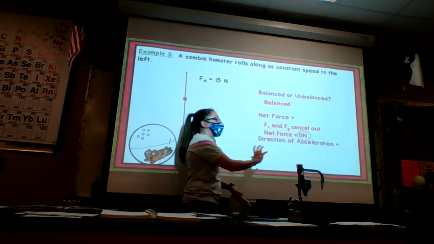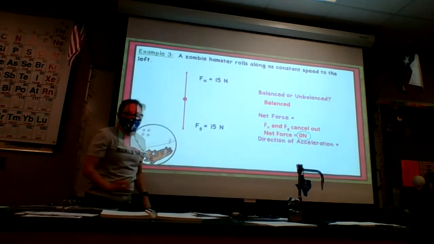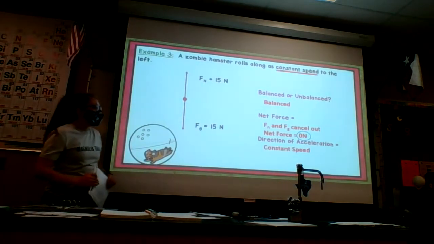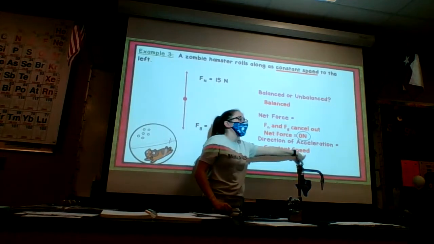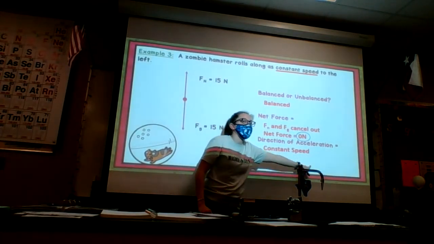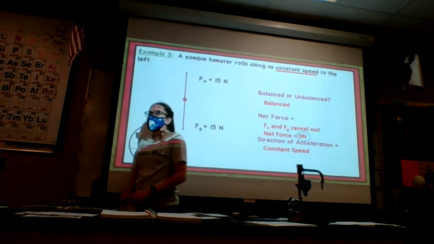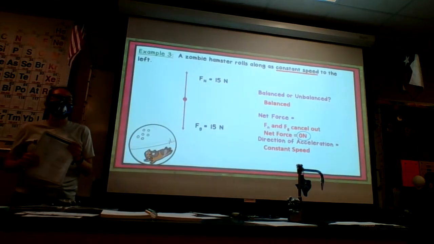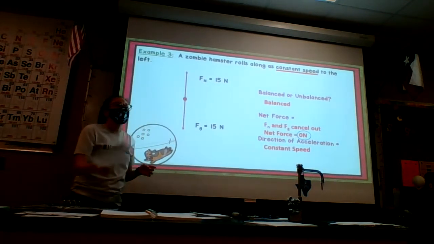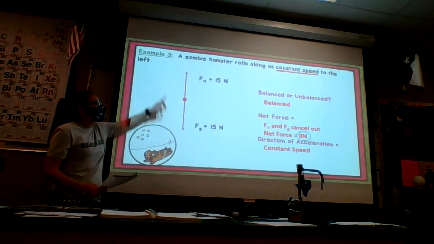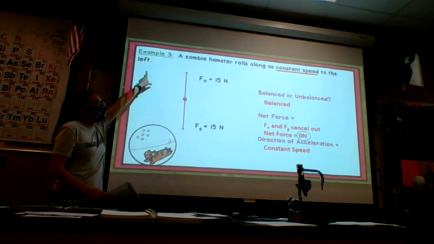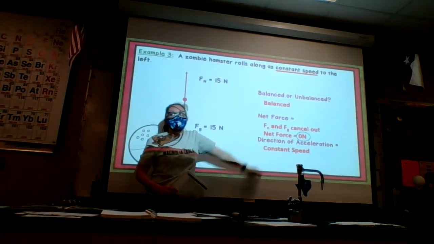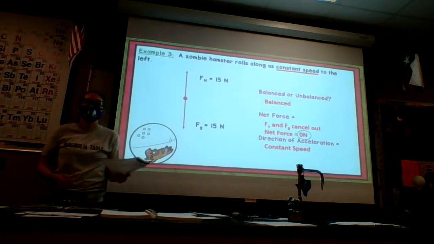So if this is balanced, it's going to keep going at a constant speed. I need to add to the left here. So constant speed to the left. I need to add that on here. Balanced forces or balanced free body diagrams keep doing what they've been doing. This tells us that it was moving constant speed to the left. So that's what it's going to keep doing, is moving at a constant speed to the left.